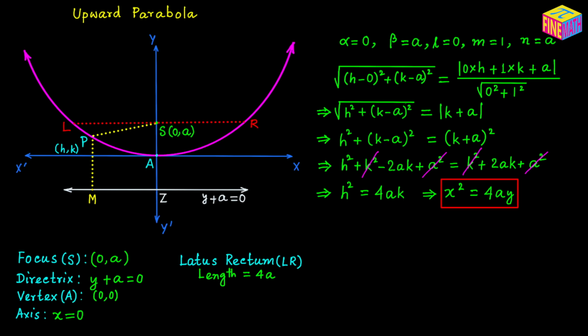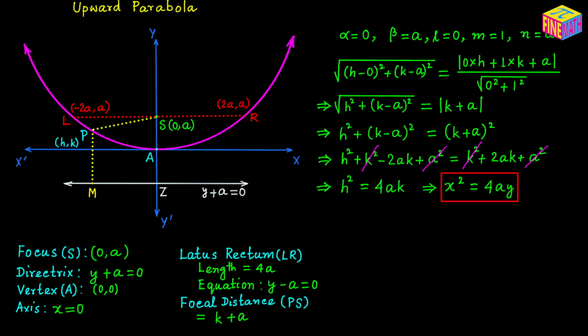Length of latus rectum is also 4 times a, and the equation of the latus rectum will be y equals a, that means y minus a equals 0, and the coordinates of the end points of the latus rectum would be like this. And finally, let's talk about the focal distance.